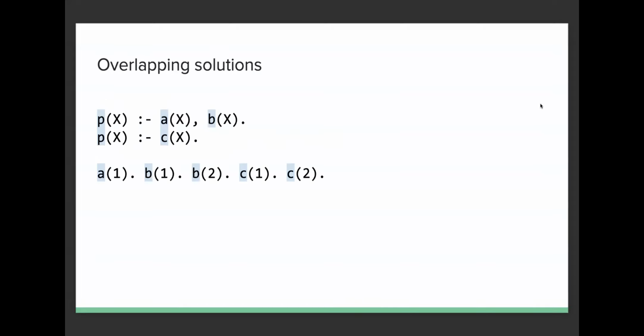So here's a very abstract example that we're going to work with, just for brevity. Here we have a predicate P, which is true whenever A of x is true and B of x is true, or if C of x is true. Now here A is true for 1, and both B and C are true for 1 and 2. Now, when we ask Prolog what P of x is, I mean, when is P of x true? What solutions does Prolog provide to us?